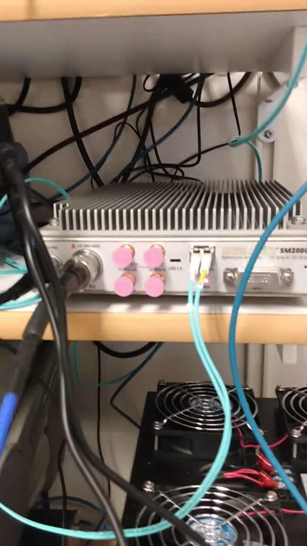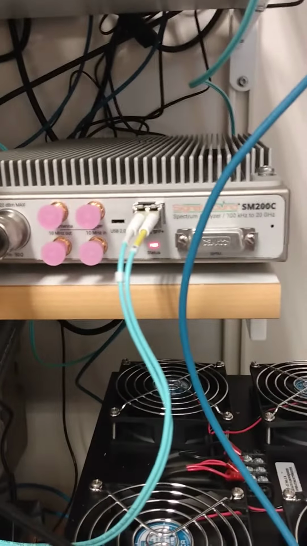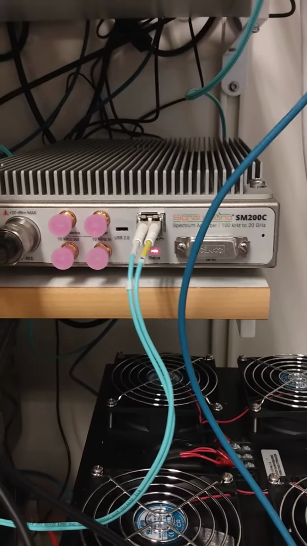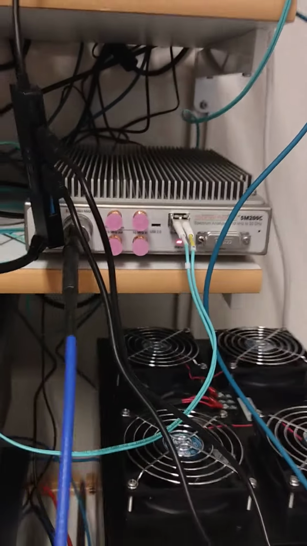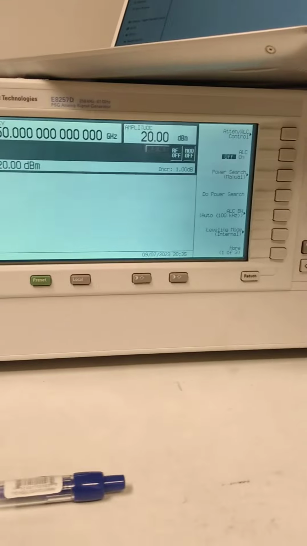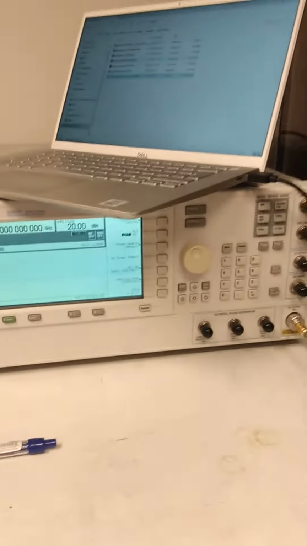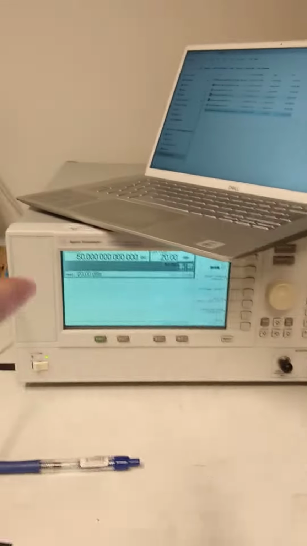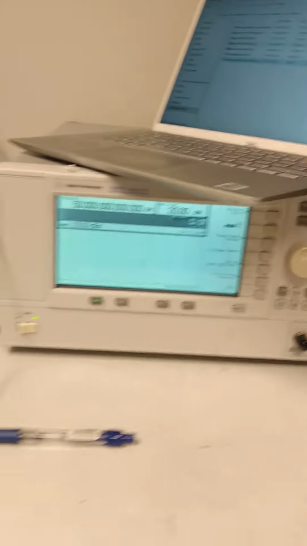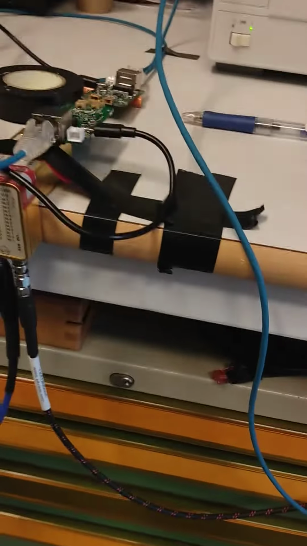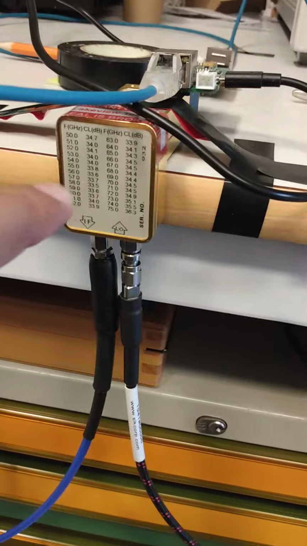This is the spectrum analyzer Signal Hound SM200C, which goes up to 20 gigahertz, and we want to measure the 60 gigahertz signals. So we are using an external LO, which is a signal generator that goes up to 67 gigahertz. We are getting the LO signal from here, which is 50 gigahertz, and providing it to this external mixer over here.